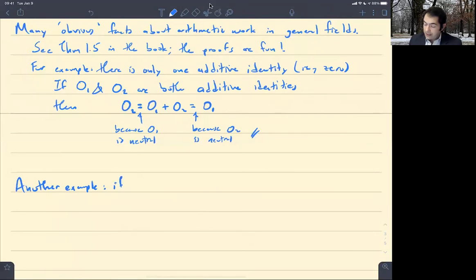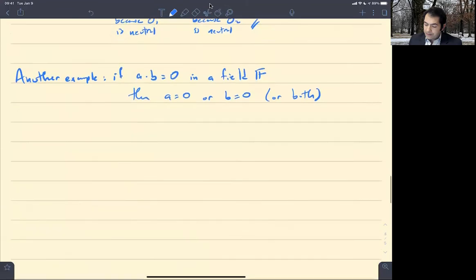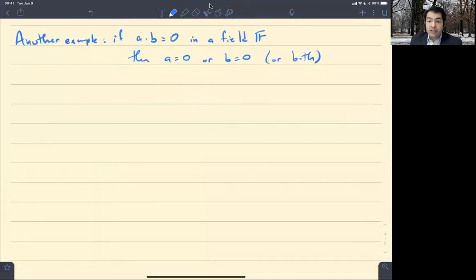Okay. If A times B is equal to 0 in a field F, then A is equal to 0, or B is equal to 0, or both of them. Okay, great. So we want to show that if you multiply two things together and you end up with 0, then one of them had to be 0. So the way we'll show this is, let's consider the case when A is not 0. So A either is 0, in which case there's nothing to prove, or A is not 0, in which case what we need to show is that B has to be 0.